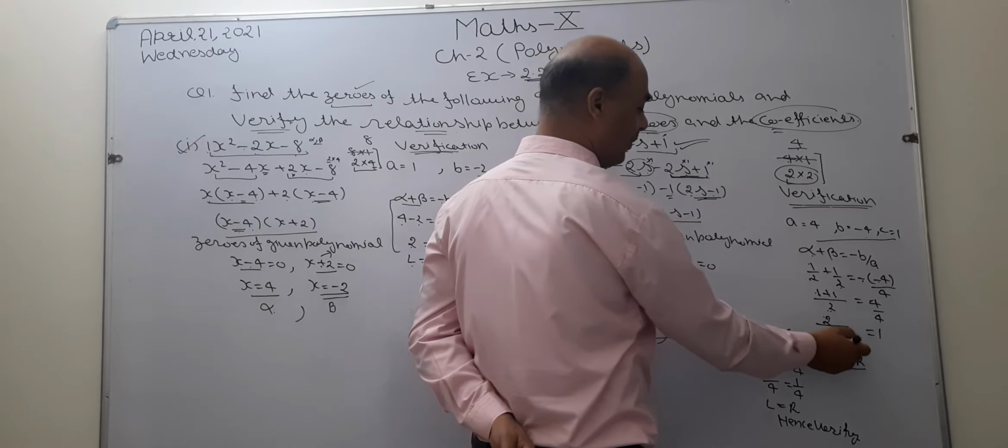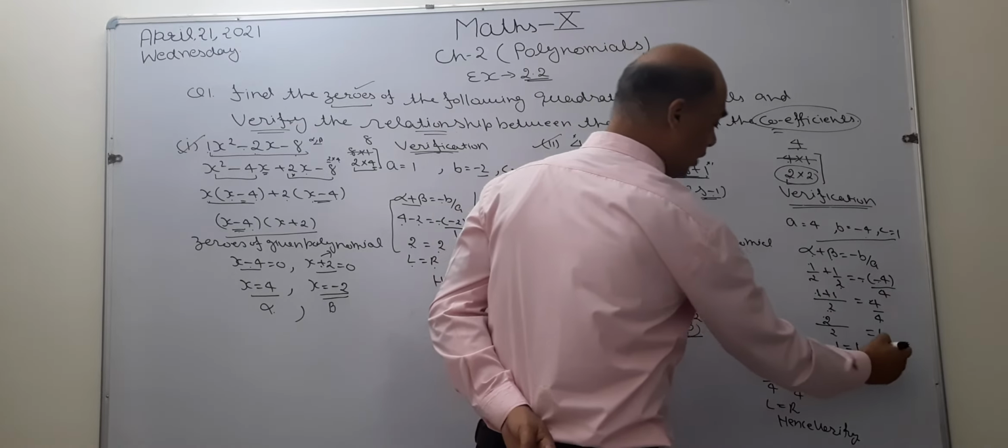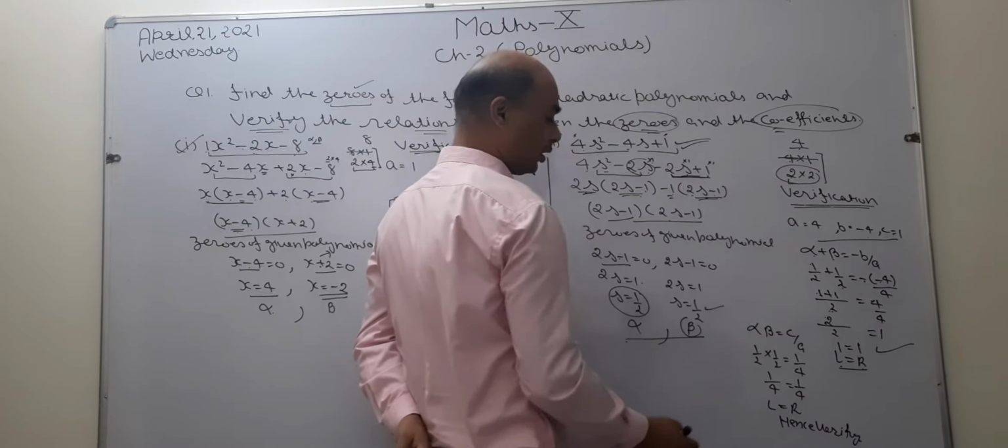2 by 2 is 1. It means both the sides are equal. Left hand side equal to right hand side. Sum is verified. Now I am going to check the product.